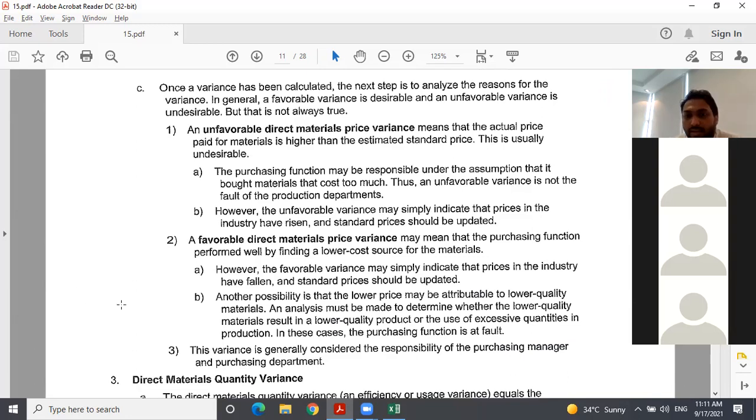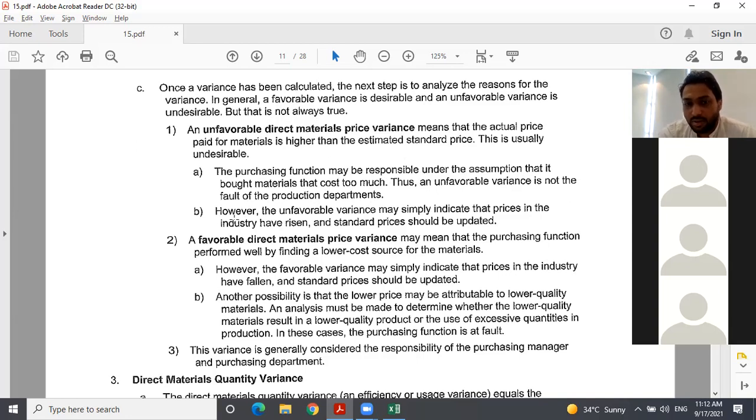Once a variance has been calculated, the next step is to analyze the reason for the variance. In general, a favorable variance is desirable and an unfavorable variance is undesirable, but that is not always true. An unfavorable direct material price variance means that the actual price paid for the material is higher than the estimated standard price. This is usually undesirable. The purchasing function may be responsible under the assumption that it bought the materials at too high a cost. Thus, an unfavorable variance is not the fault of the production department.